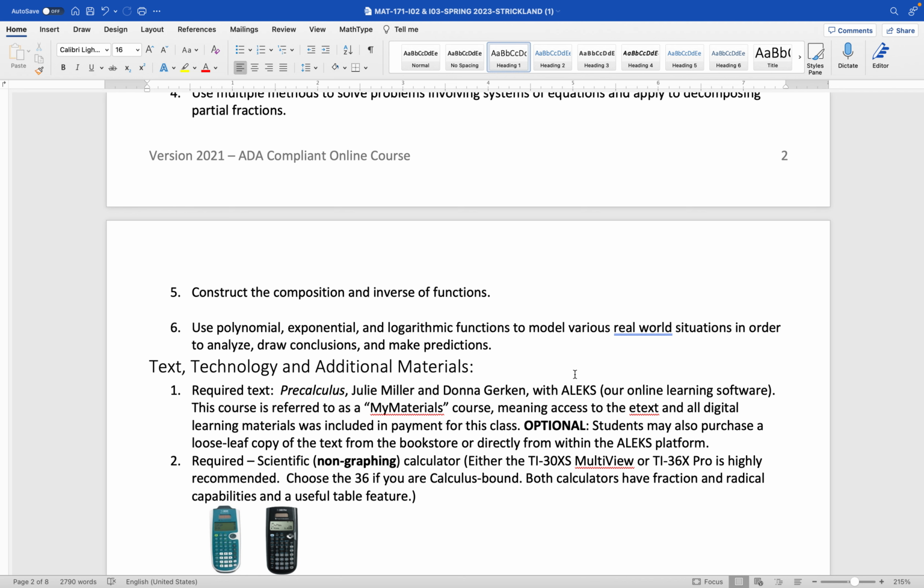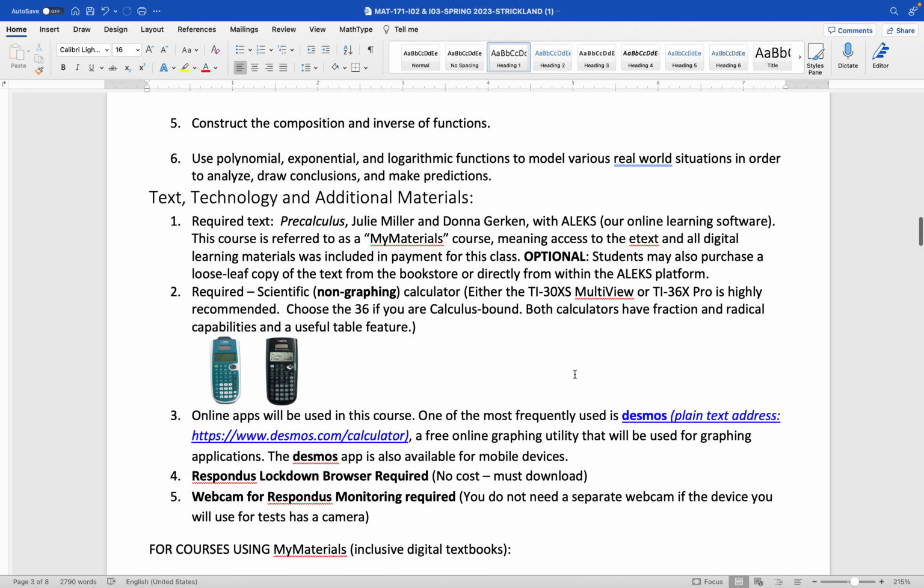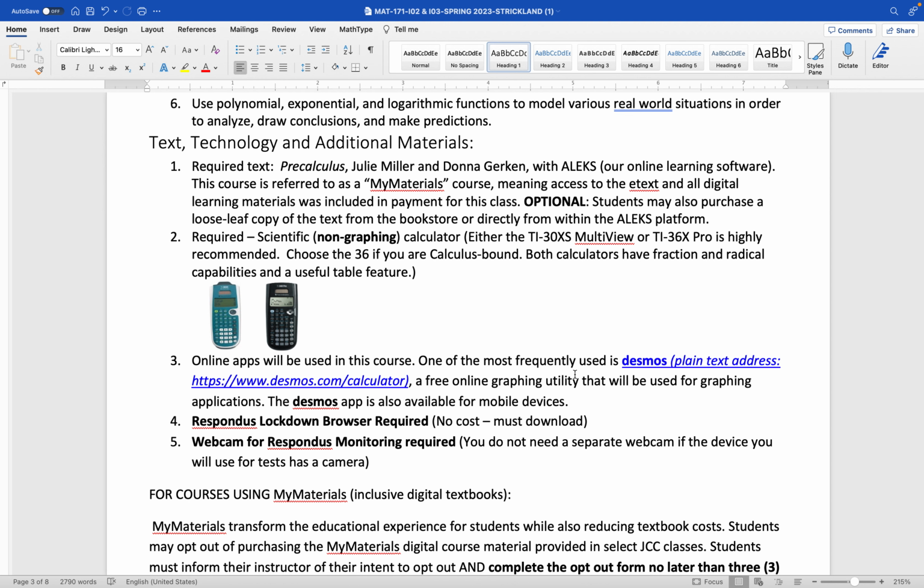Now for the required materials. The required textbook is the first edition of Pre-Calculus by Julie Miller and Donna Gerken with ALEKS, which is our learning software. This course is referred to as a My Materials course, meaning access to the e-text and all digital learning materials was included in the payment for this class. There is an option to purchase a loose leaf copy of the text from the bookstore or directly within the ALEKS platform.